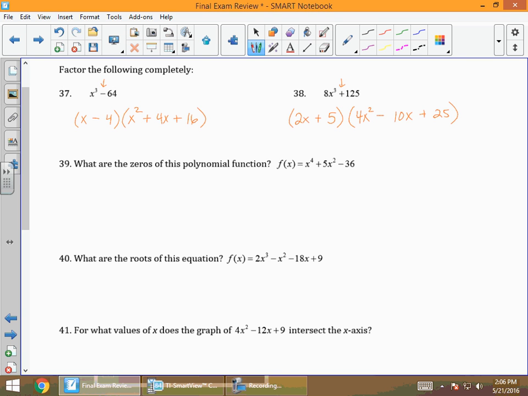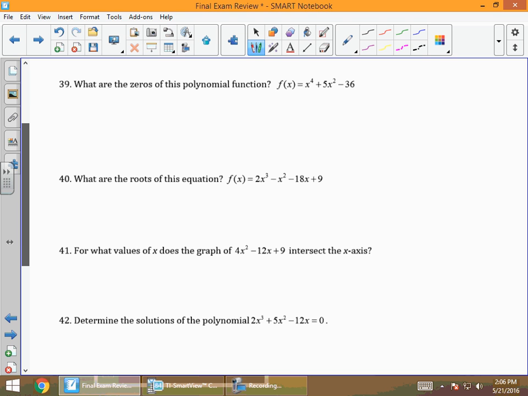All right, number 39 says, what are the zeros to this polynomial? A couple of different ways you can do this. Maybe you look at this and see that this does factor. I have x to the 4 and x to the 2 in the middle, so this will factor as x squared out in front. And two things that multiply to give me 36 and subtract to give me 5 are 9 and negative 4. 9 times negative 4 is 36. 9 minus 4 is 5.